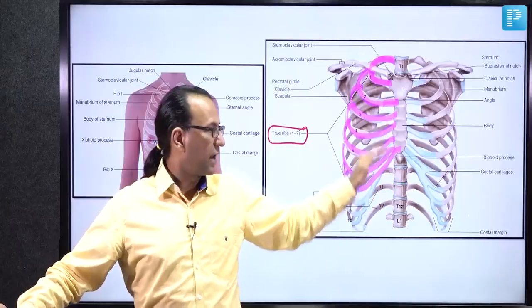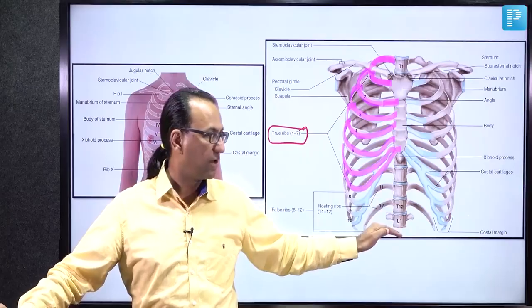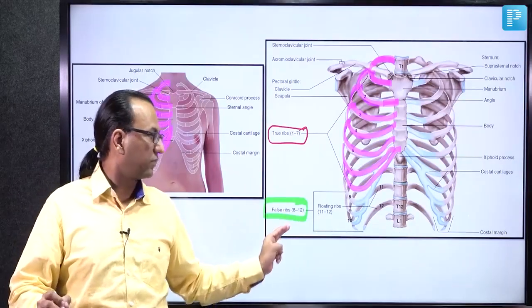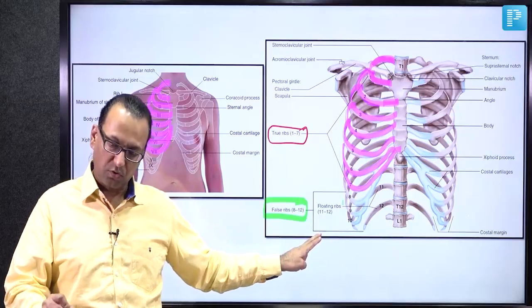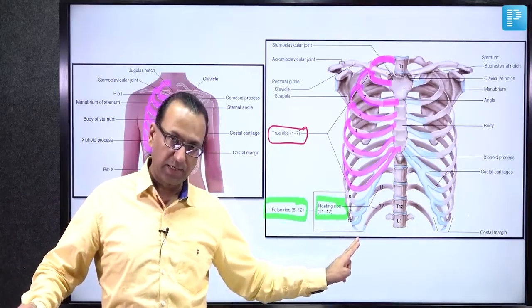When it comes to the next, they are called the false ribs. That is the last 5 ribs. So here are the false ribs, which are rib number 8 to 12, and out of which the last 2 are also called floating ribs because they have no anterior attachment.